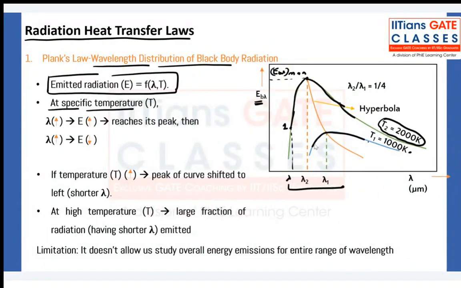Is it clear? At lower temperature, the peak will shift to the right. I can say it the other way: if the temperature is high, then the peak will shift to the left. That means shorter wavelength, right? So what can I conclude? That higher temperatures emit radiation at shorter wavelength. Can I say this or not? Higher the temperature, shorter the wavelength.